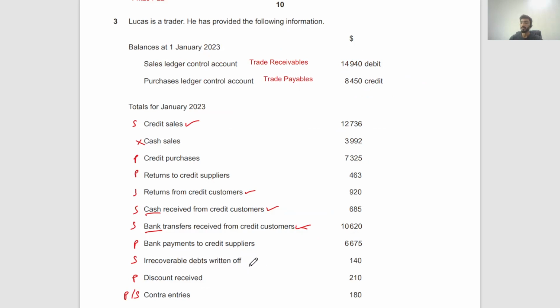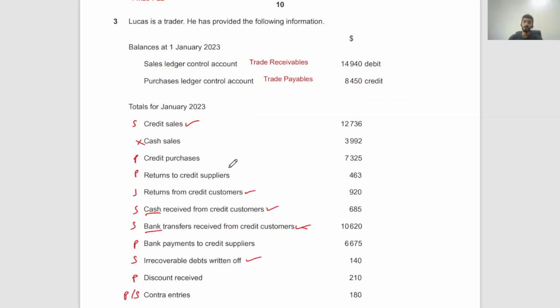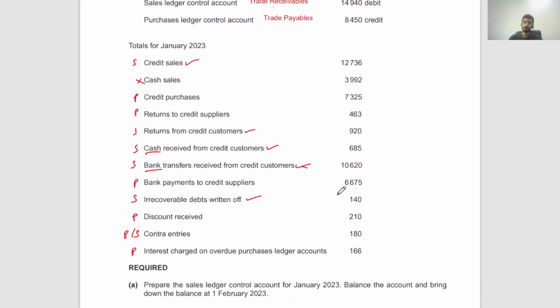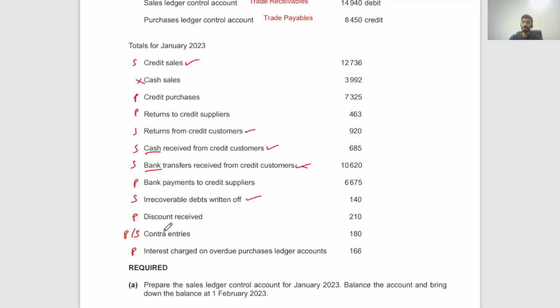Next one is irrecoverable debts. You see how it makes it easy for us? Now we don't have to look at every line again and again. We just know where the S's are and where the P's are. Irrecoverable debts will also reduce your receivables. So 140 will be credited, 140 irrecoverable, previously known as bad debts. Did we copy the amount? Yes, we did.